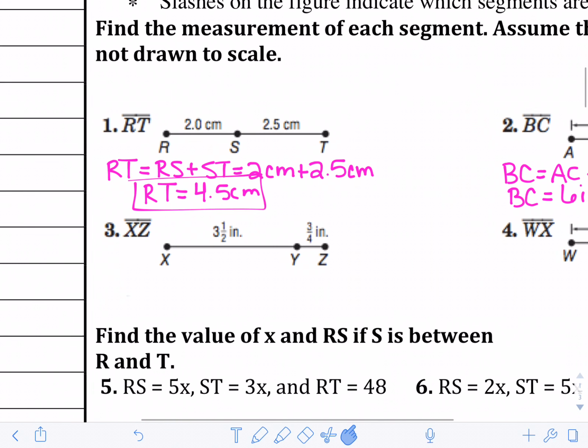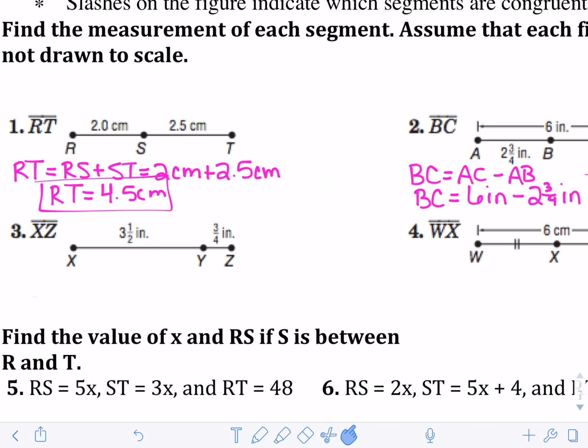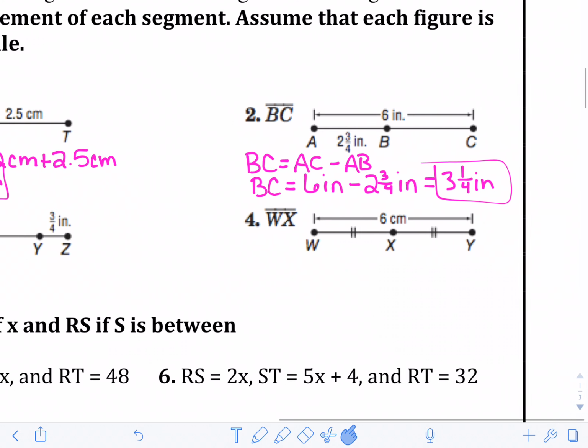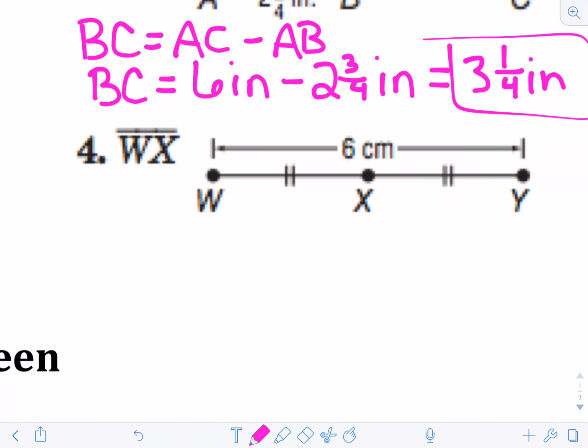Okay, I'm going to skip number 3 because all you're doing is an easy one, 3/2 plus 3/4 is all you have to do there. Number 4 though, this one's a little bit different. Okay, so I know the whole thing and I know these two pieces are congruent. So what that tells me is X is the midpoint. What I have to determine though is what is the length of WX.